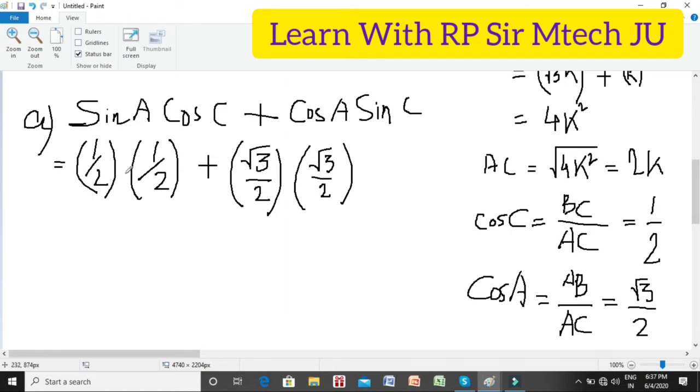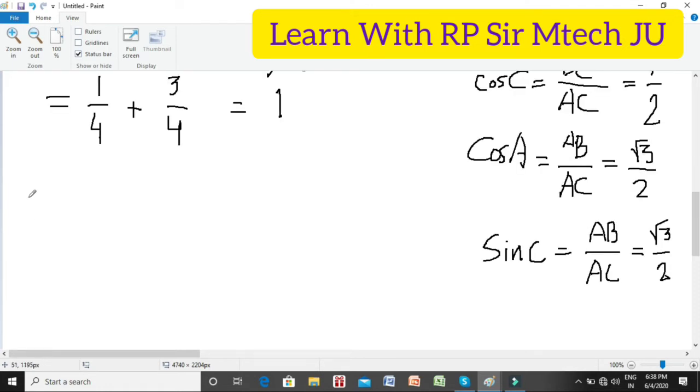So this is the total interpretation. So let us solve this one. So it will be 1 by 4 plus root 3 into root 3 will be 3 by 4. So the answer in total will be 1. So this is the answer to question number A. Let us go to question number B now.